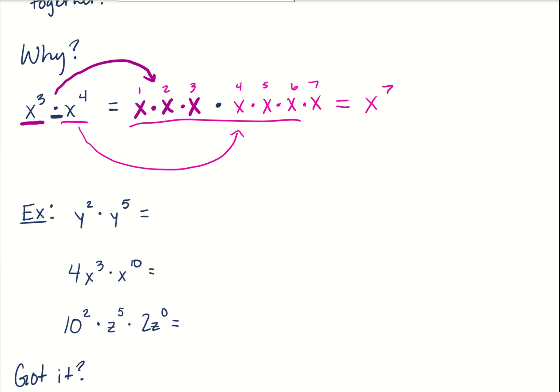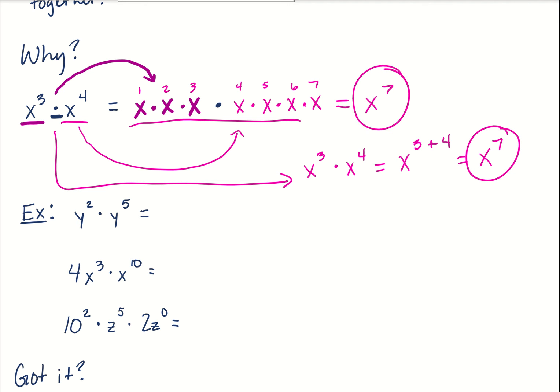Okay, if I were to go back and look at this and rewrite it here, x to the third times x to the fourth, I could also just write that as x to the third plus the fourth. 3 plus 4 is 7, and I get the same thing either way. Okay, so that's why whenever I have something like this, if they're the same base, so if they both have x, for example, as the base, all I have to do is add their exponents together, and that's it. All right?